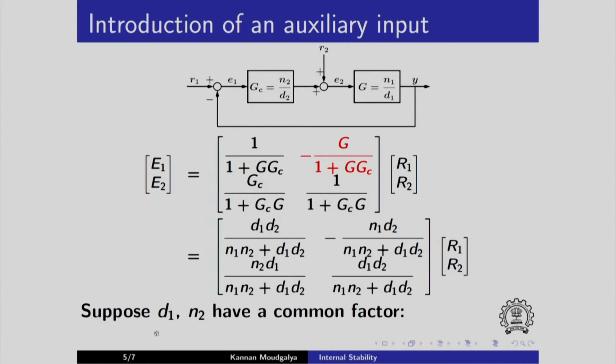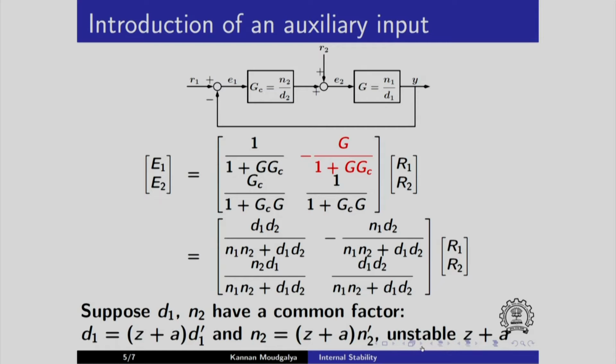Now suppose D1 and N2 have a common factor. Suppose G is unstable, so it has a pole outside the unit circle. Suppose I just want to cancel this by this N2, place a 0 exactly at that point and cancel these two, for example. So this Z plus A is that factor which has a 0 outside the unit circle. I am calling it unstable Z plus A.